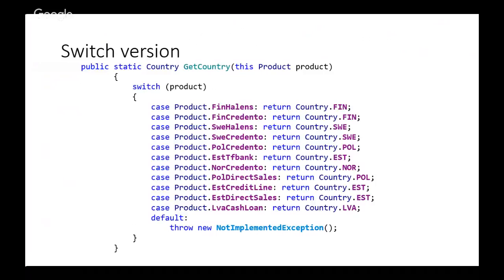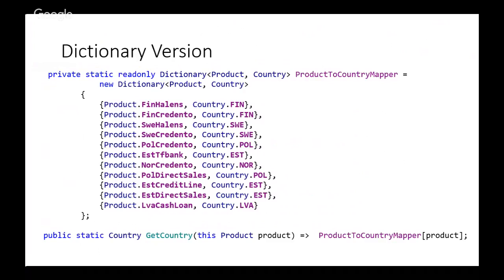I cannot imagine that. Yeah, so this is the switch version. It's kind of obvious what it is. We have some kind of enumeration of products, and every product is just for one country, one market. And we need a translation between them. So if you use a dictionary, it looks like this. And then the method just finds the correct key in the dictionary.